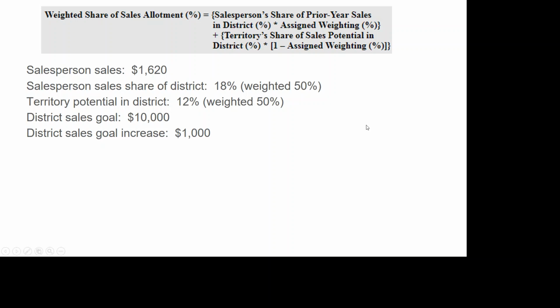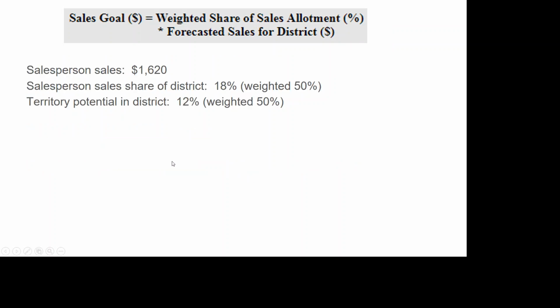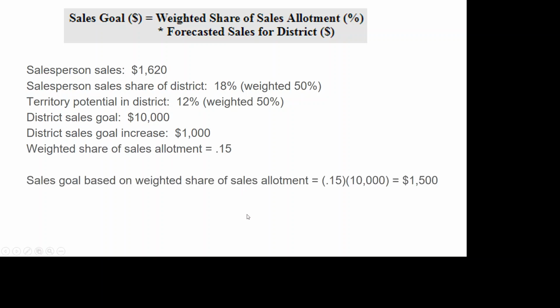Okay, so all we do then is we take the 0.18 times 0.5, you add to that 0.12 times 0.5, okay? And that gives you a weighted share of sales allotment of 0.15. And then all you do is multiply that by the forecasted sales, which we do here. And that gives you sales goal based on weighted share of sales allotment of $1,500. So they've figured in both the salesperson's share of sales and the territory's share of potential to arrive at a different sales goal.